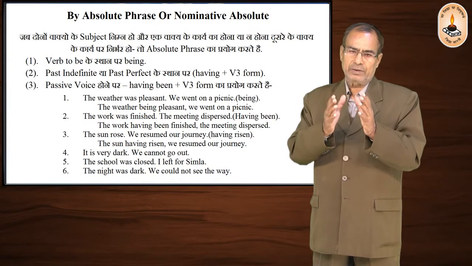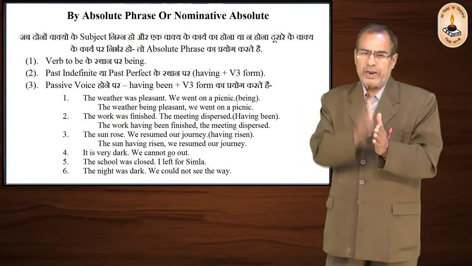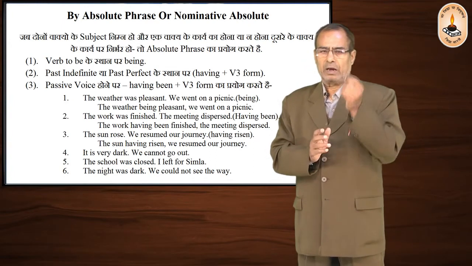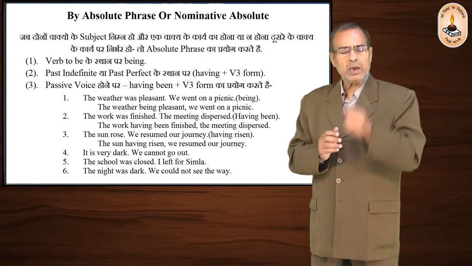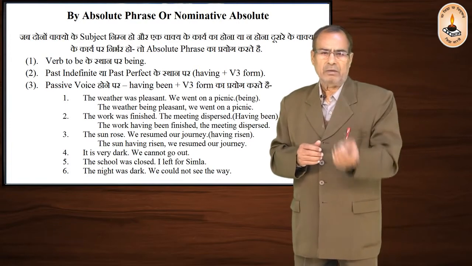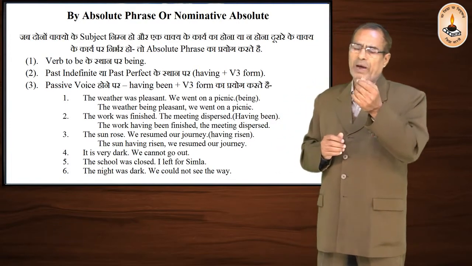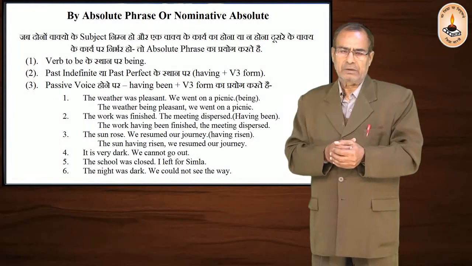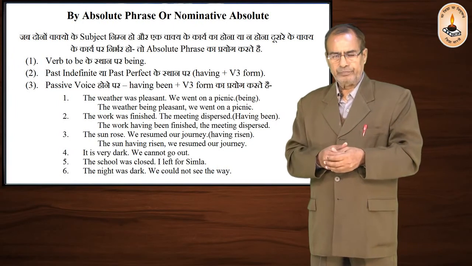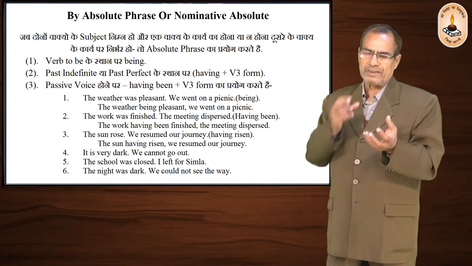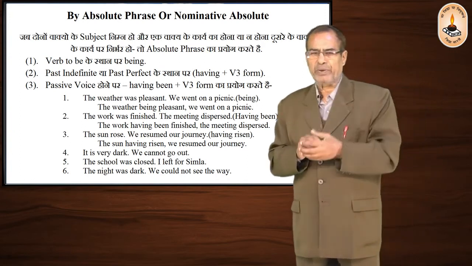So, we see that we have used the three absolute phrases when the verb was be, and when the verb was in passive voice, and when there was the verb in past tense format. We do this accordingly by selecting which absolute phrase is required for which pair of sentences.